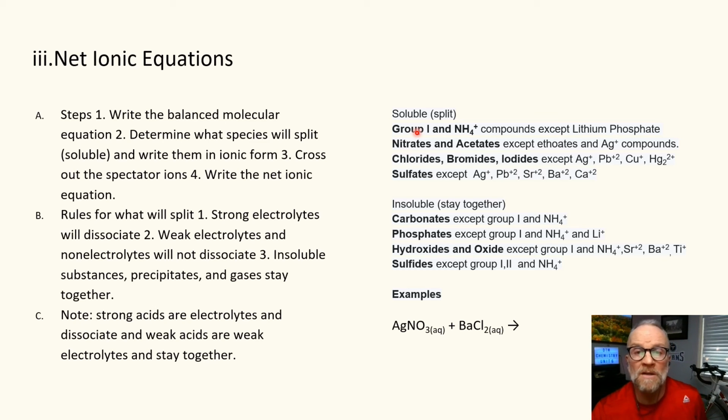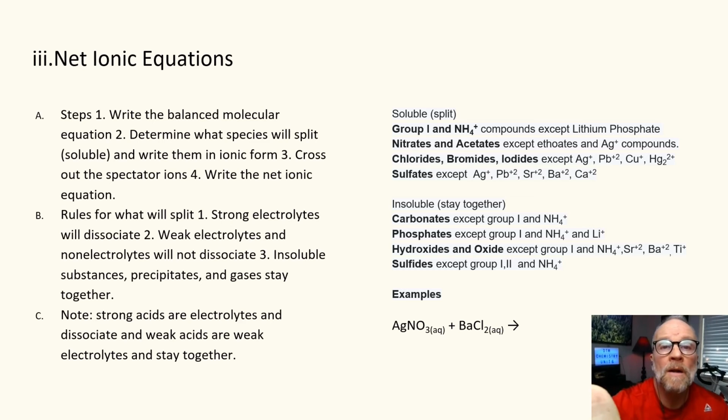So the ones on top trump the ones on the bottom, like group 1. All group 1 things split or dissociate into ions, even if they have something in them that might normally stick together. So as you're working through these, work through the list from top to bottom. And so let's work this first one out and come up with the net ionic equation, and then we'll go through and work several on the next slides as well.